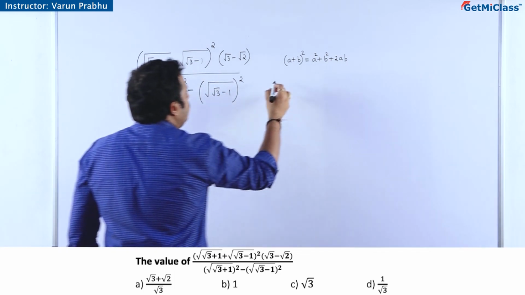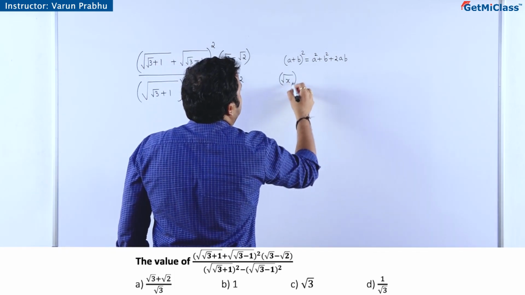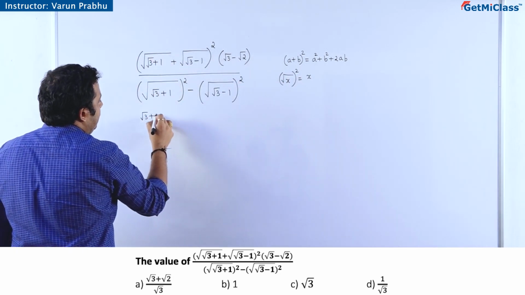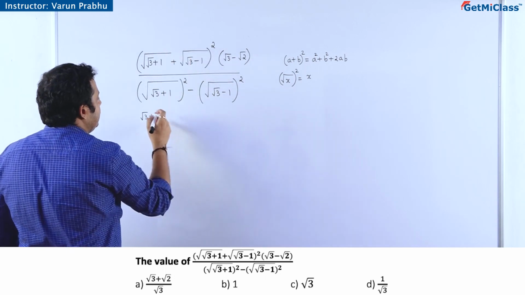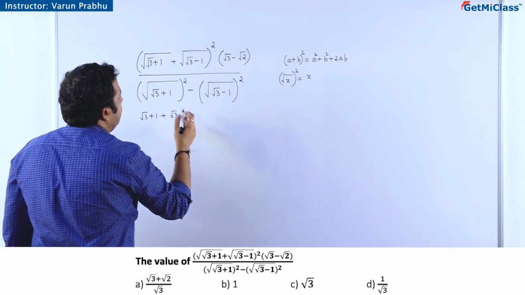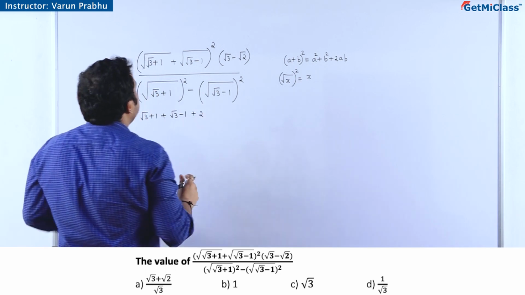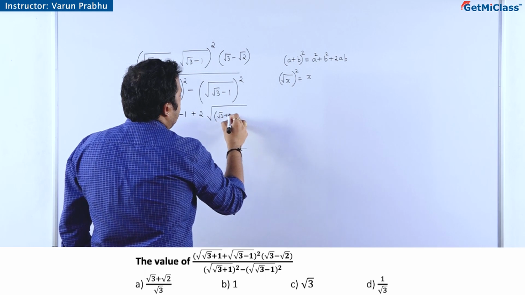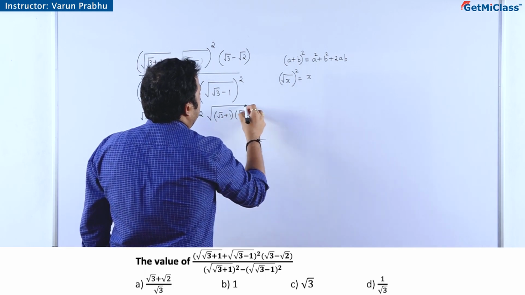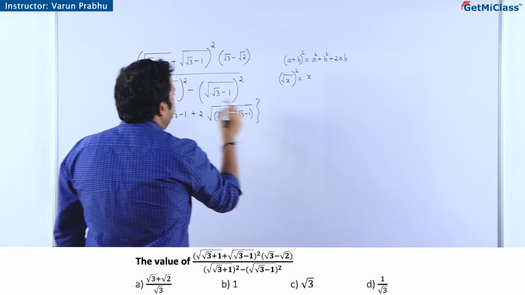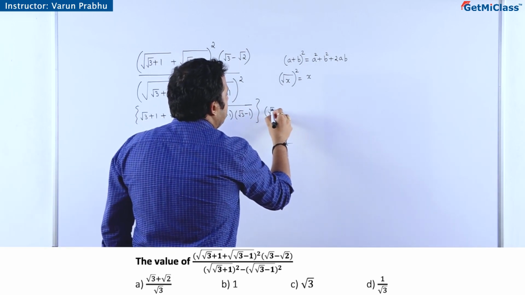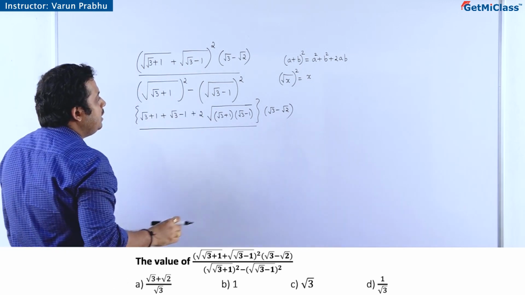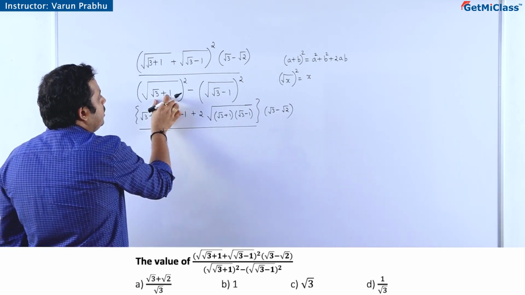So we know that the square root of x, the whole square, will be equal to x only. So I can write here, this is nothing but root 3 plus 1. Why? Because this square root and this square will get cancelled, plus root 3 minus 1, plus 2 times root of root 3 plus 1 into root 3 minus 1, correct? Into root 3 minus root 2 into root 3 minus root 2, divided by a square minus b square. It is in the form a square.